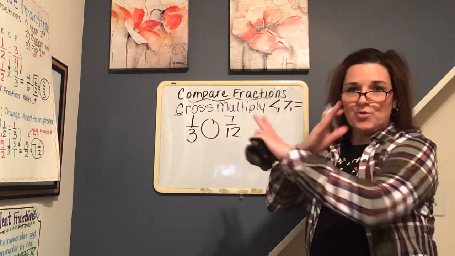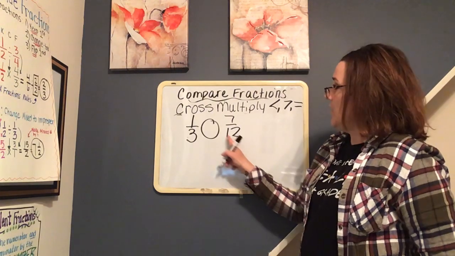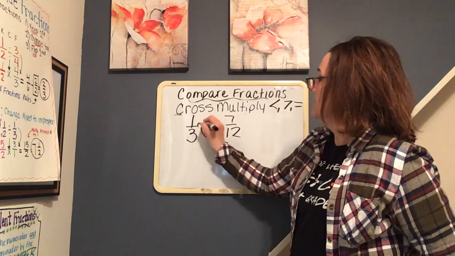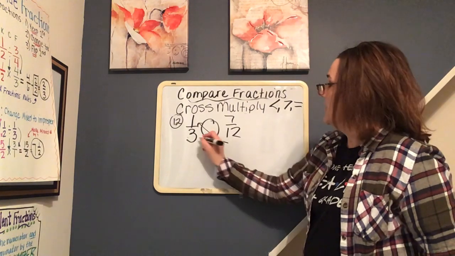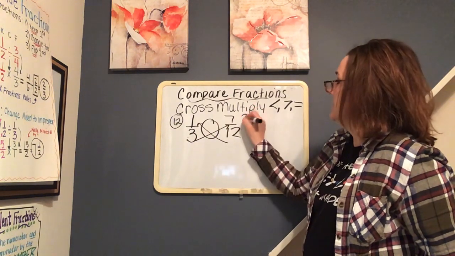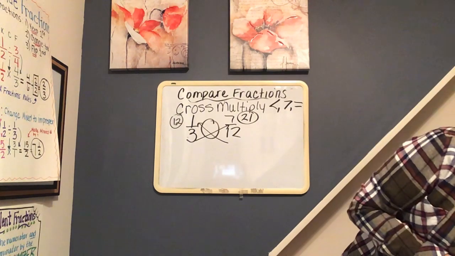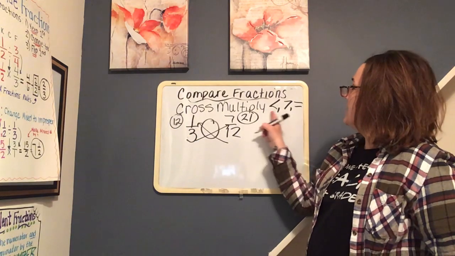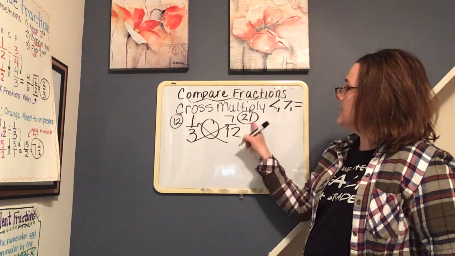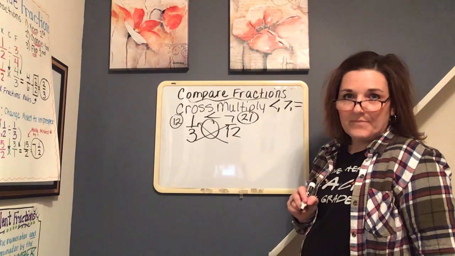Okay, we're going to cross multiply bottom to top opposite. 12 times 1 is 12. Put it at the top and circle it. 3 times 7 is 21. Put it at the top and circle it. When you're looking at this, we need to see, is this greater than, less than, or equal to? 12 is less than 21, so you put that less than sign, okay?